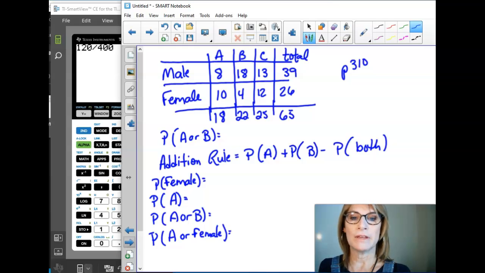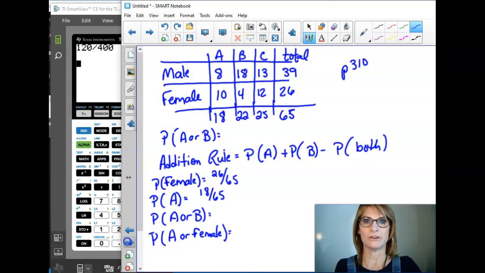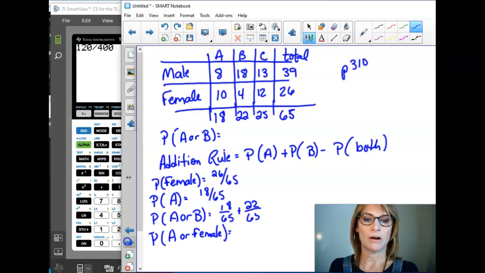So let's start with some basic probability. The probability of a female, 26 over 65, and you'll change that to a decimal. The probability that someone has an A, change that to a decimal. The probability that they have an A or a B. These events are disjoint events. They're independent. One event cannot happen at the same time the other event does. So we will just add up all of the A's and then all of the B's, and you'll change that to a decimal.